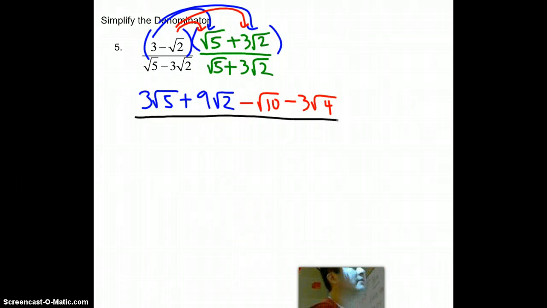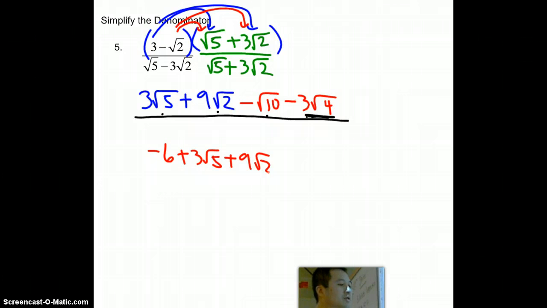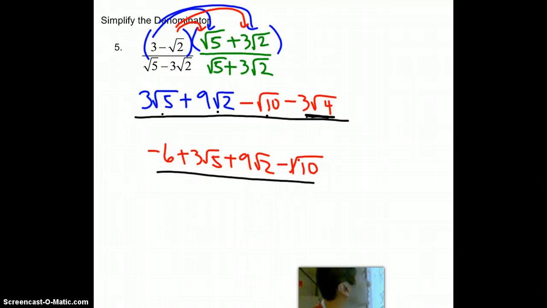Let's simplify the top before we go to the bottom. That becomes, this doesn't simplify, this doesn't simplify, this doesn't simplify, but this does. What does that become? 3 times 2, which is negative 6. So this is going to be negative 6. Simplifies to negative 6. It becomes plus 3 square root of 5 plus 9 square root of 2 minus square root of 10. That's the top.